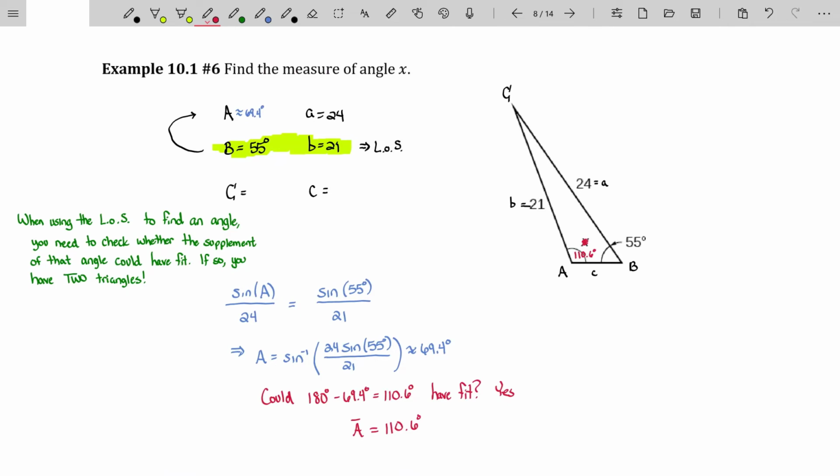So the ambiguity, along with the picture they gave us, allowed us to find that answer pretty quickly. All right, that's it for this part of using the law of sines to solve triangles. In the next video in this series, we're going to step away from the law of sines momentarily to talk about the area of a triangle, and then we'll hop back in with a final video.